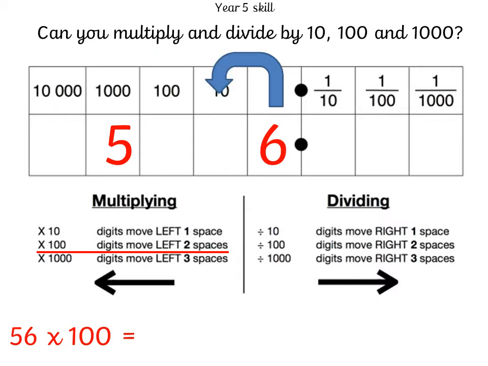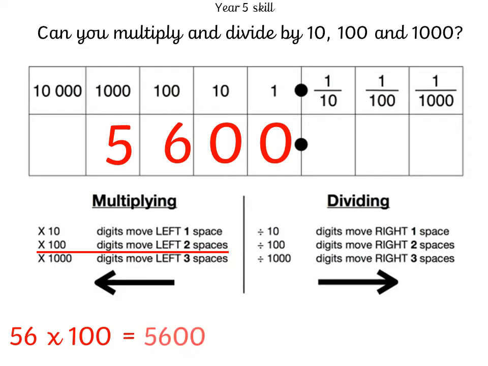Now I'm going to do the same to the 6, which is in the units column. We're going to move it 2 spaces to the left. And as you can see, it's now in the hundreds column, so it's worth 600. Now I have 2 empty columns, and they need to be filled in order to get the correct answer. So they're going to be filled with place value holders of 0. So my overall answer to 56 times 100 is 5,600.